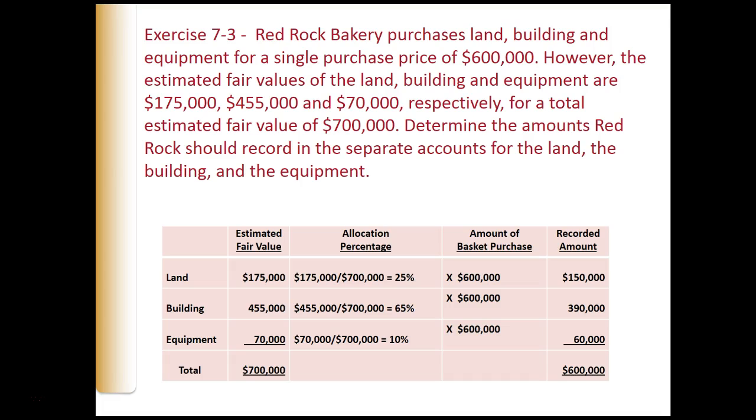So the land would then be recorded at $150,000. The building would be 65% of the total purchase price, or $390,000, and the equipment would be 10%, or $60,000. So the new recorded amounts would total the $600,000, but they would be allocated based on the percentages.